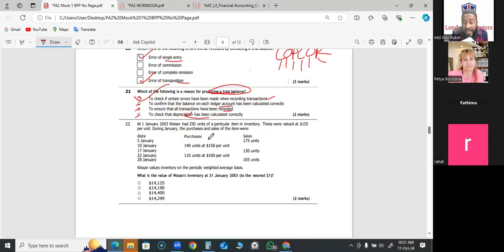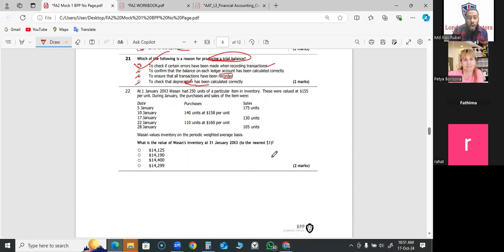To confirm the balance on each ledger has been calculated correctly, no. Balance is done by balance c/d, b/d. A is the right answer. Arithmetically correct, arithmetical errors.